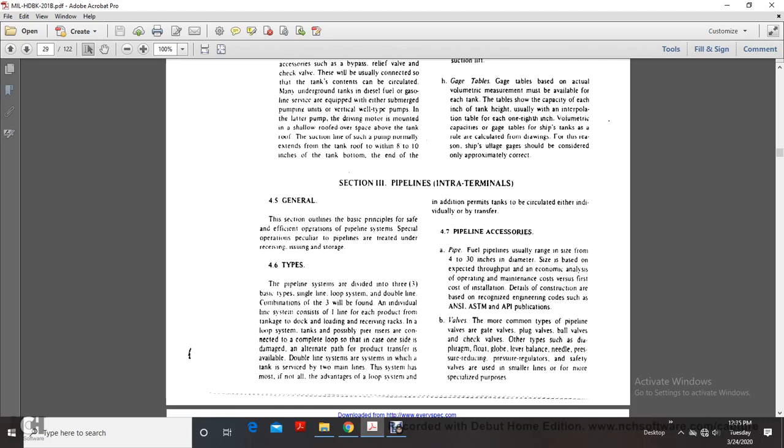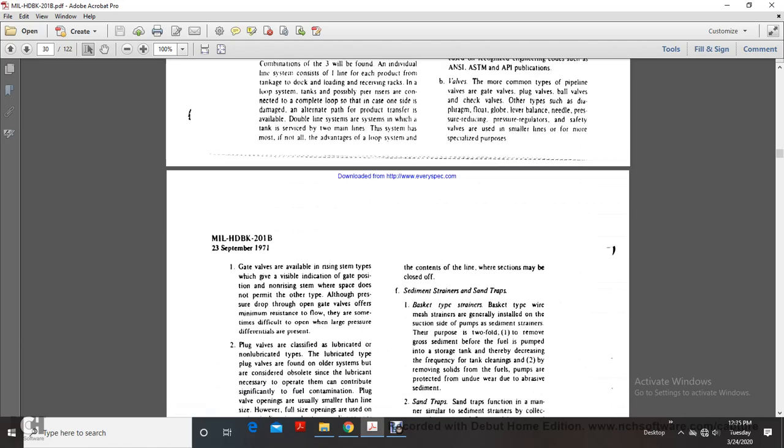Alright, the valves. The most common types of pipeline valves are the gate valve, plug valves, ball valves, and check valves. The other types are the diaphragm, float valve, globe, lever, bands, needle, pressure reducing, pressure regulators, and safety valves, usually on the smaller lines with a more specialized purpose. Gate valves are available in rising stem types, which give a visible indication of the gate position, and non-rising where space does not permit.